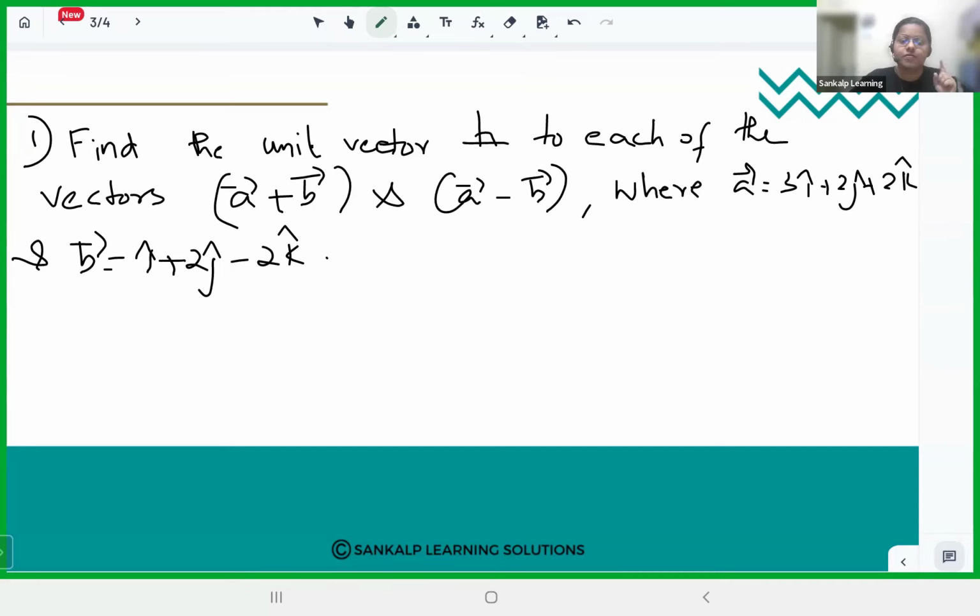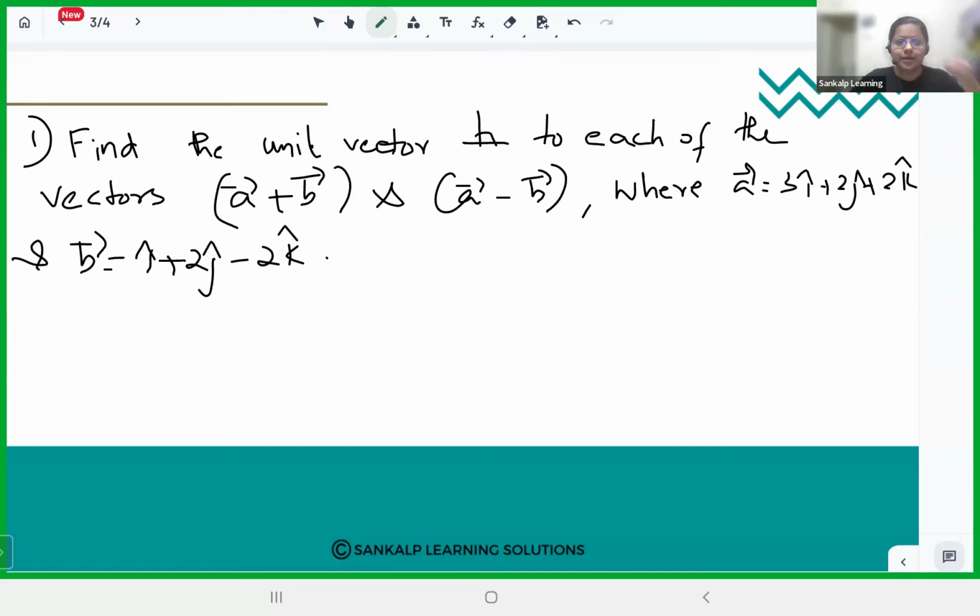So what are the things that you have to find out here? First, you need to know the vector A plus B, right? Vector A and vector B separately are given. First, you need to find out A plus B. Then you need to find out vector A minus B, right? Then you will get two vectors. Then you have to find a vector which is perpendicular to both of those vectors and of magnitude unity. Magnitude 1. So what is the first step?